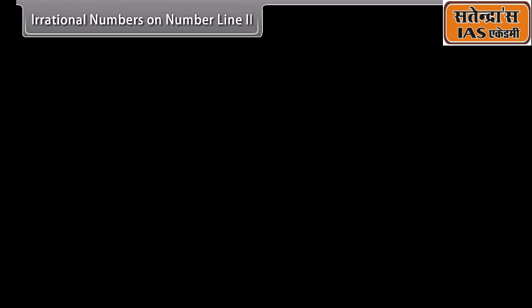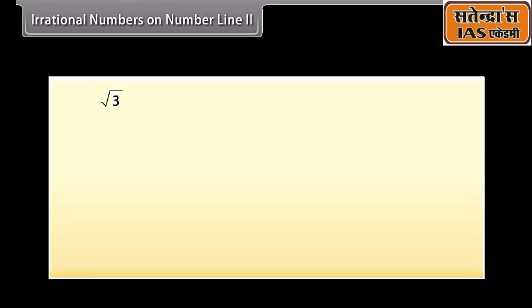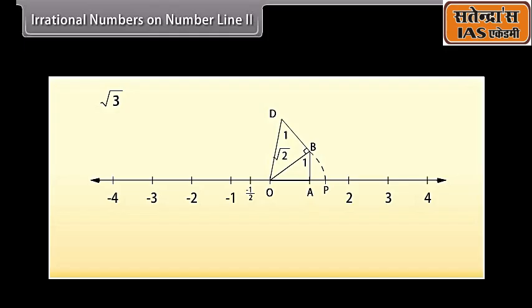Irrational numbers on number line 2. Similarly, to locate square root of 3 on the number line, we will construct BD of unit length perpendicular to OB. Then, by Pythagoras theorem, OD is equal to square root of root 2 square plus 1 square, which is equal to square root of 3. Now, by using the compass with center O and radius OD, we will draw an arc intersecting the number line at point Q. The point Q corresponds to square root of 3 on the number line.